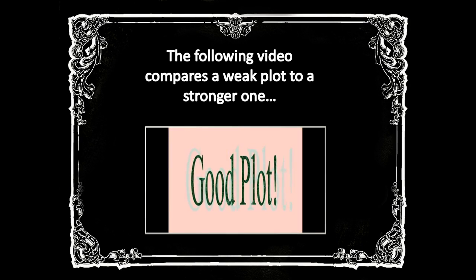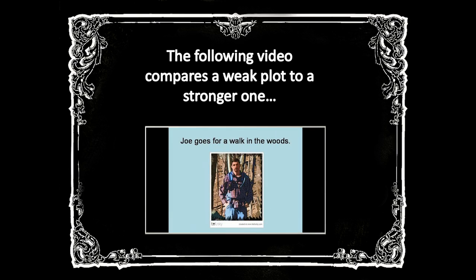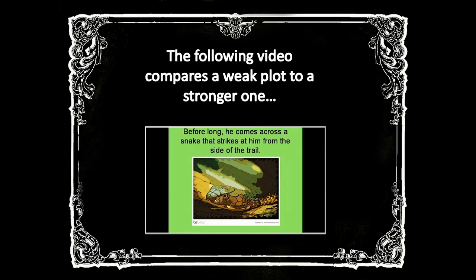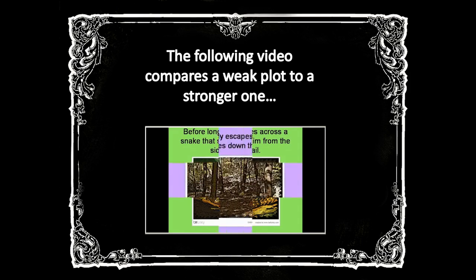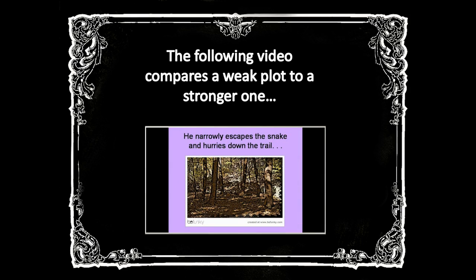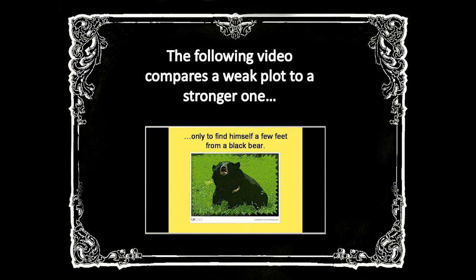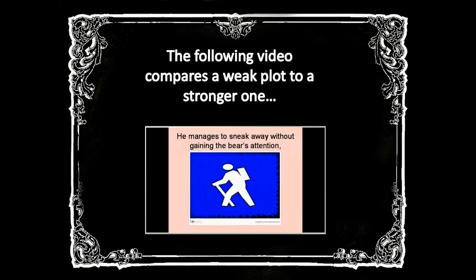Okay, so this is the good plot. Joe goes for a walk in the woods. Before long, he comes across a snake that strikes at him from the side of the trail. He narrowly escapes the snake and hurries down the trail, only to find himself a few feet from a black bear. He manages to sneak away without gaining the bear's attention.